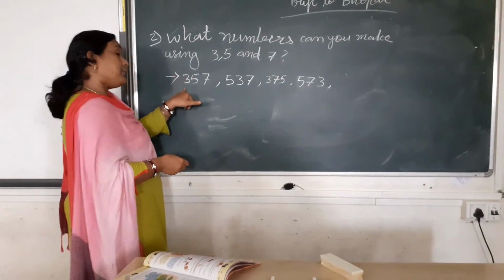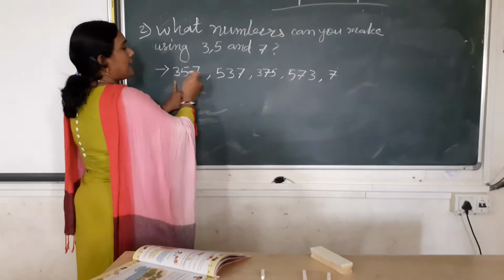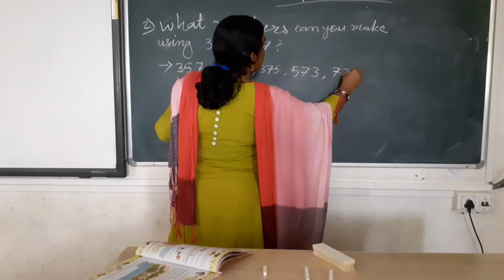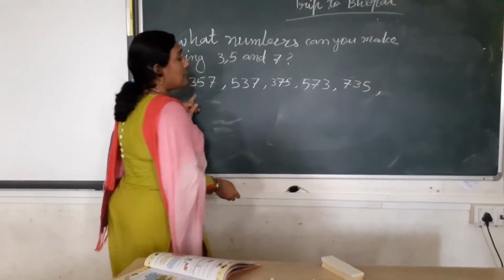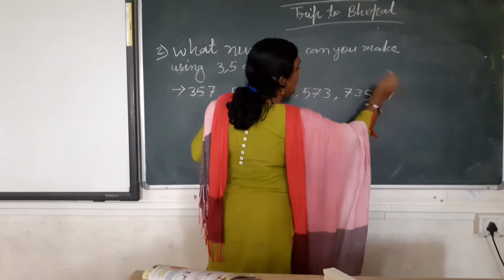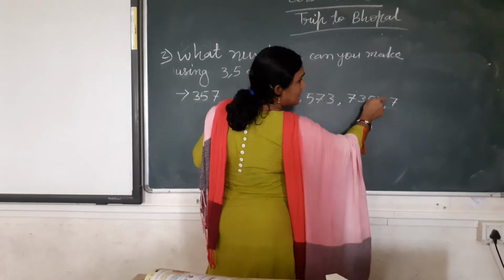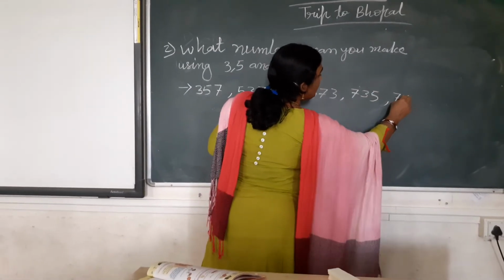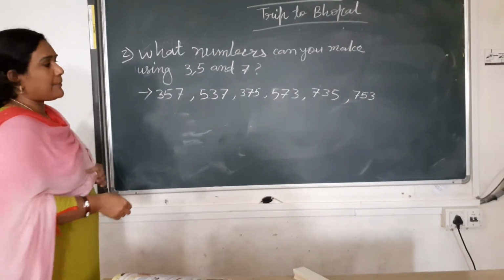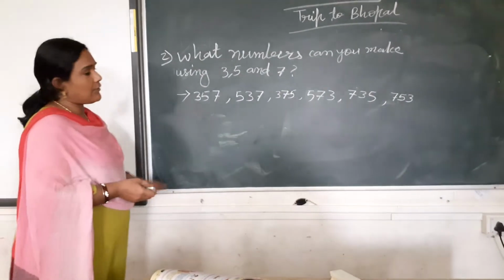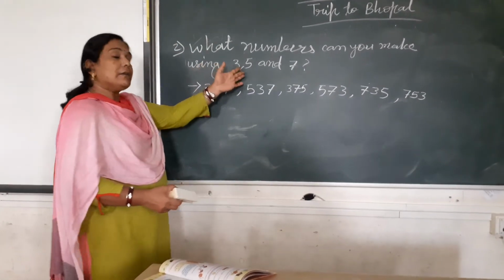Now what can we do here? 7 I will take as the first position. 7 I will take in front and this 35 I will keep as it is. Now it is read as 735. Again 7 I will keep here as it is. Now 5 I will take here and 3 I will take in the third position. So it is read as 753. In this way we can make different numbers. Now you understood how to make numbers using the given digits.